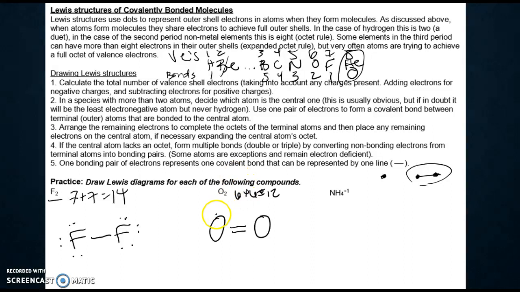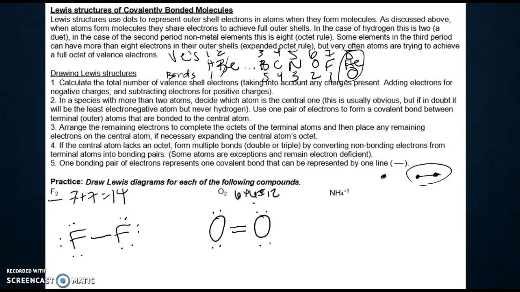Each oxygen wants to have 8 total electrons around it. Each one has 4 in the bond already, so it needs 4 more dots. So 2, 4, 6, 8, 10, 12. Same number we need to have. All right, let's look at the next one here.